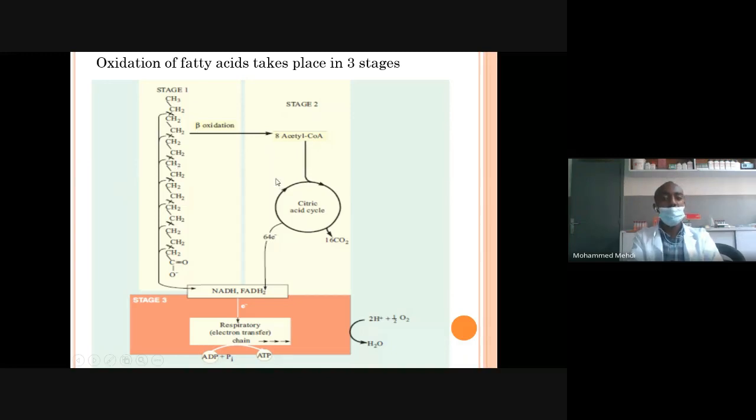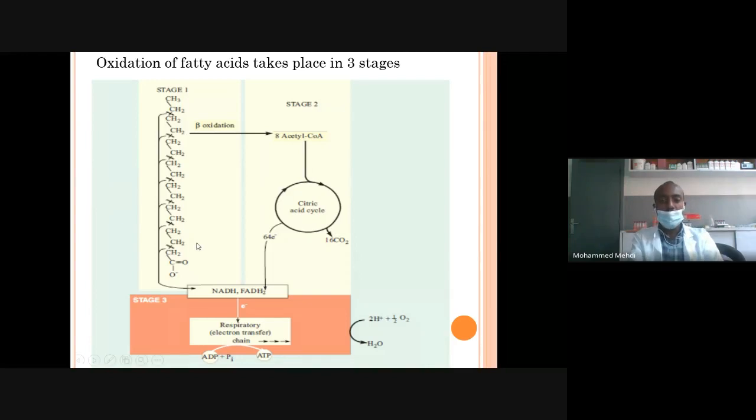In the second phase, those cleaved carbons, or acetyl-CoA, which is formed by this beta oxidation, join the Krebs cycle or citric acid cycle, which occurs in the second stage or phase. Through this cycle, electrons and hydrogen atoms will be transferred to coenzymes, and reduced coenzymes are formed. The carbons are released as carbon dioxide. Coenzymes carry those electrons and hydrogen atoms from acetyl-CoA.